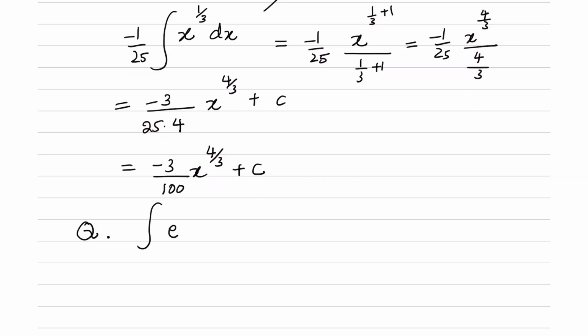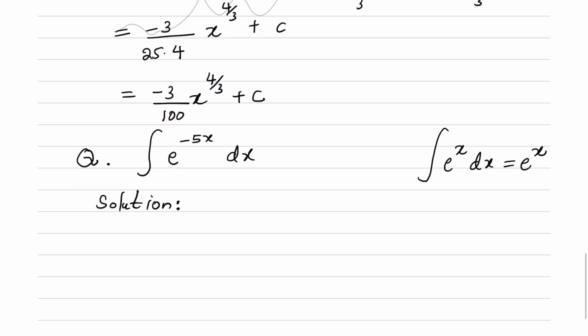Let's solve another very simple integral, integral e power minus 5x dx. There isn't any direct formula to solve this integral, but we know that integral e power x dx is equal to e power x. See here, the power on e is simply x, and then the answer is e power x. So what we are going to do is make the substitution minus 5x equal to t, because this way we can have a single variable as the power on e.